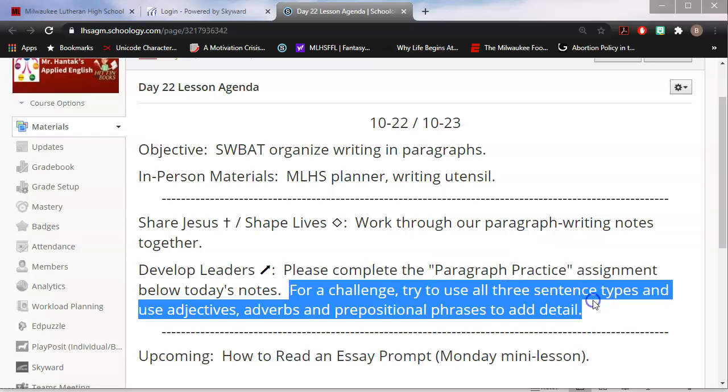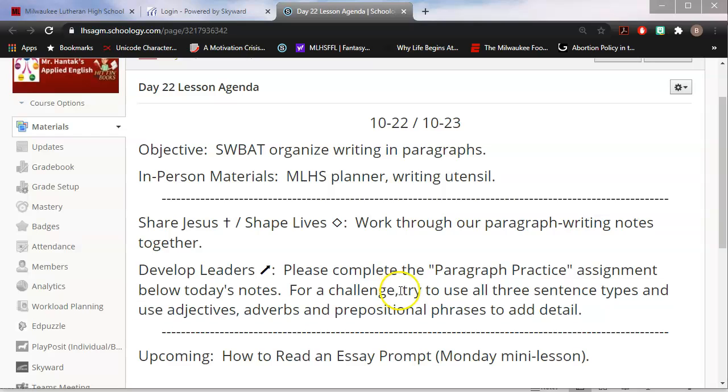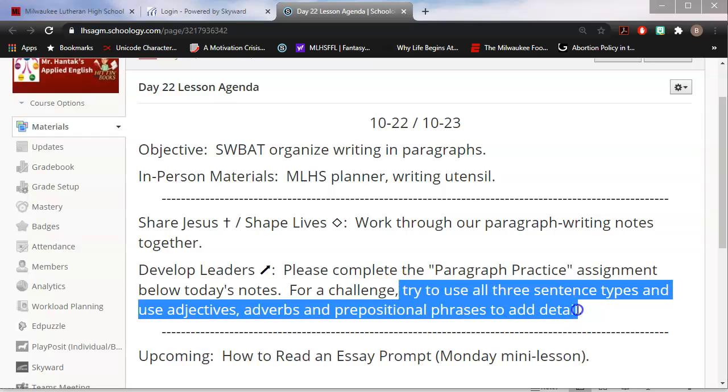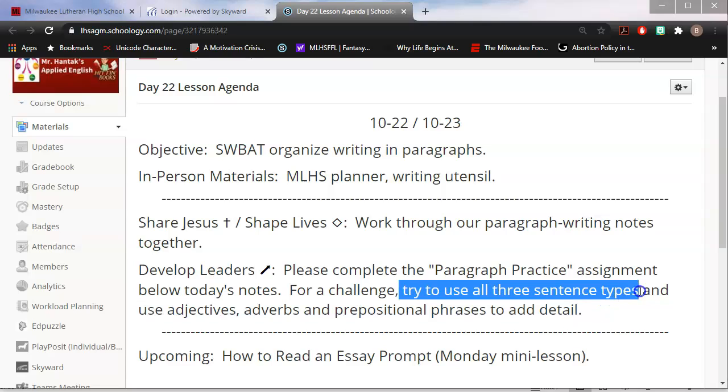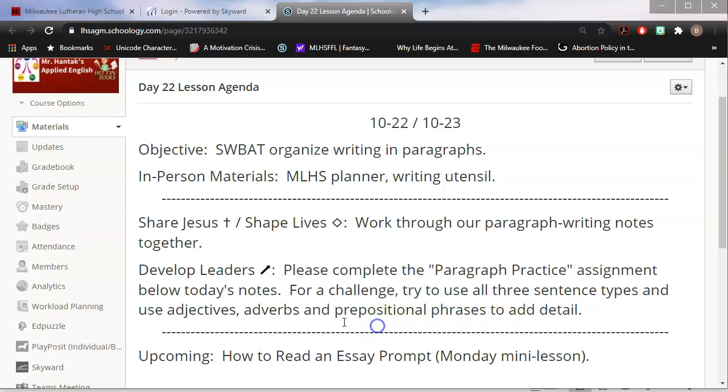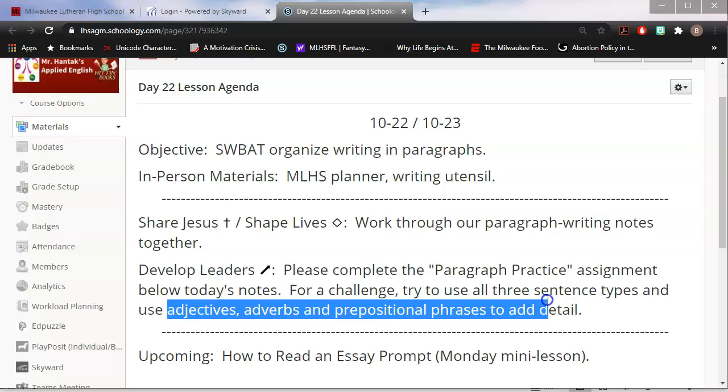If you want to challenge yourself, if paragraph writing is something that comes pretty naturally for you, or if it's something you find pretty simple, you can challenge yourself by trying to use all three sentence types, so making sure you have simple, compound, and complex sentences in your paragraph. You can also challenge yourself to use adjectives, adverbs, and prepositional phrases to add lots of detail to your paragraph. Again, we'll look at that assignment in a little bit here.